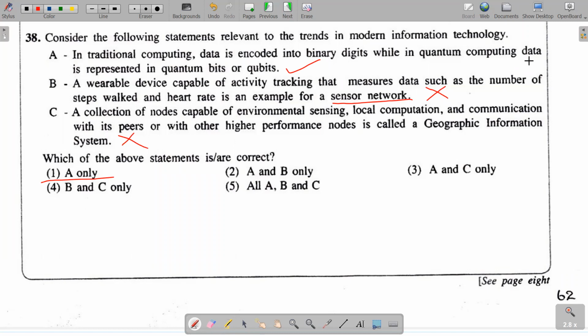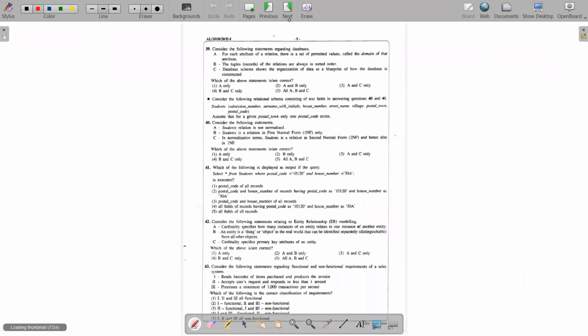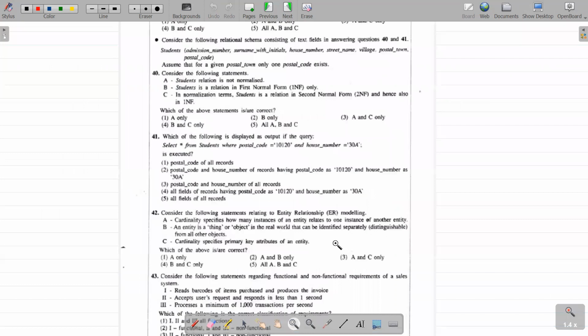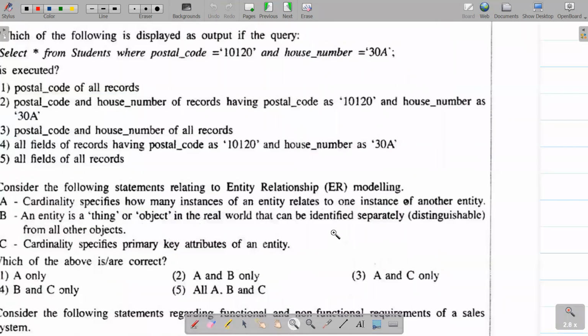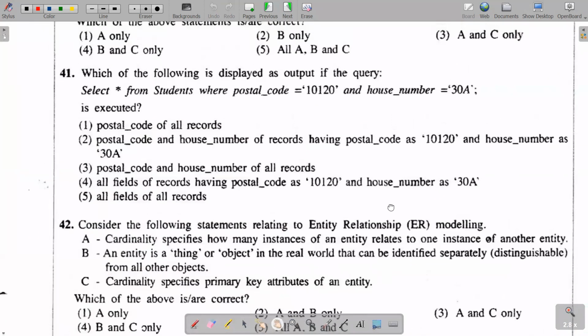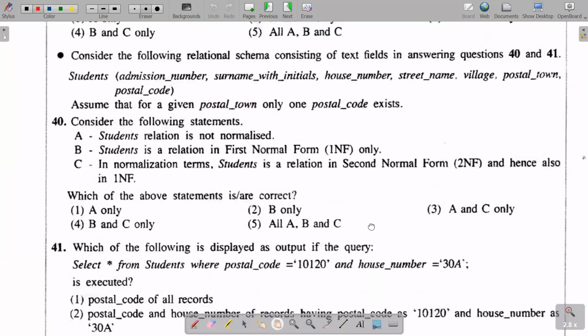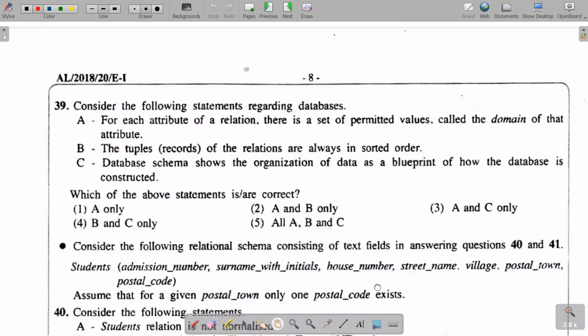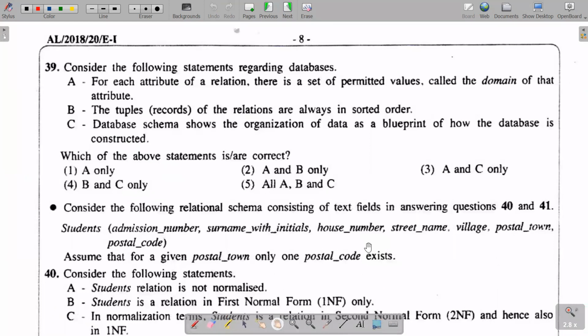Right, then 39. Consider the following statement regarding databases. For each attribute of a relation, there is a set of permitted values called the domain of that attribute.